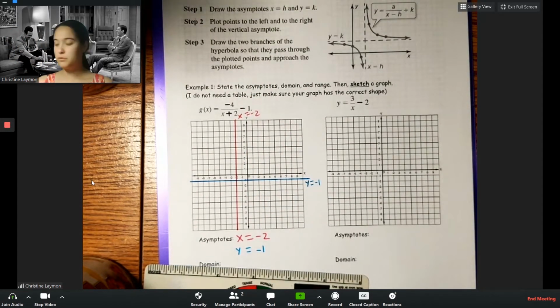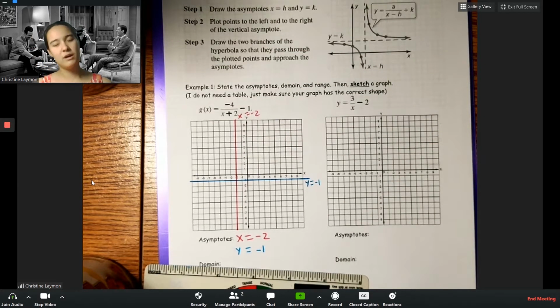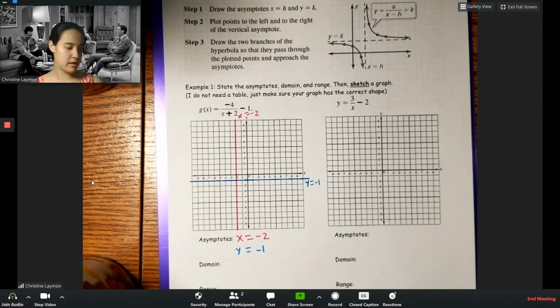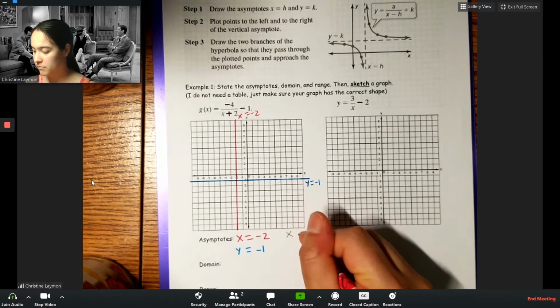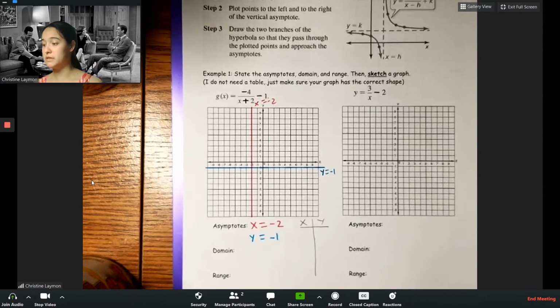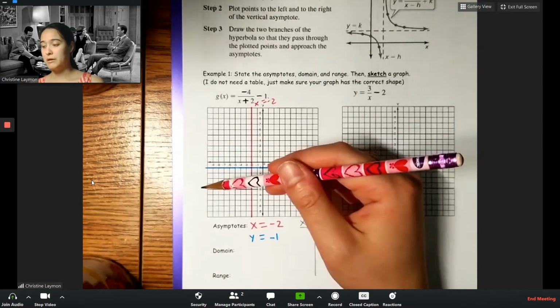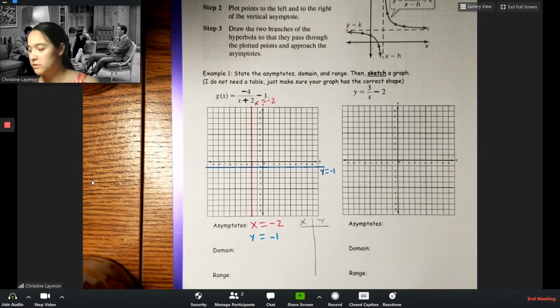I know the instructions say I don't need a table, just make the graph. Well, to make sure that you understand clearly what we're doing, I am going to make the graph, and as you get better at this, you'll be able to just sketch the shape. So I'm going to make an XY table over here. I'm going to begin plugging numbers in for x, and I want to make sure I have some on this side and some on that side. So I'm going to set it up on my calculator.